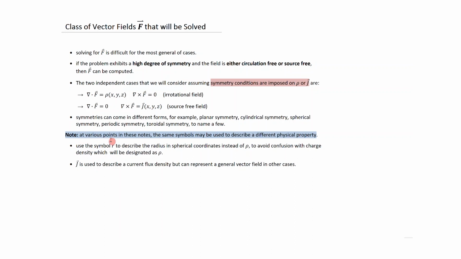Note at various points in these notes, the same symbols may be used to describe a different physical property. So for example, we use the symbol R to describe the radius in spherical coordinates instead of rho in order to avoid confusion with charge density, which will be designated as rho. Also, J is used to describe a current flux density for the examples that we're going to be looking at, which are primarily of an electromagnetics nature, but can also represent a general vector field in other cases.